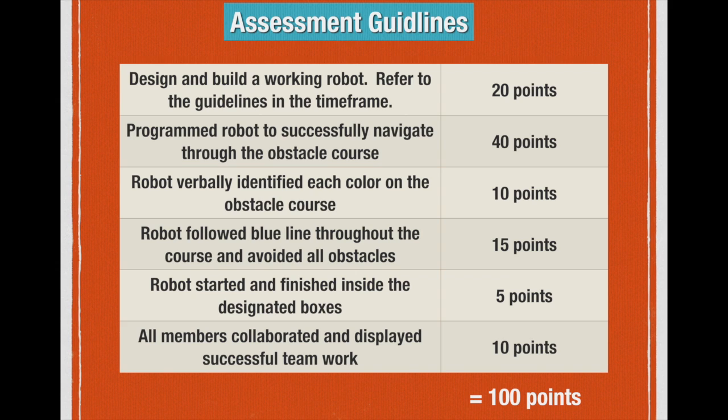If the robot can verbally identify each color in the obstacle course, it's worth 10 points. When the robot follows the blue line throughout the course and avoids all obstacles, another 15 points. The robot starting and finishing inside the designated boxes is worth 5 points. And all members collaborating together and displaying successful teamwork will get another 10 points. That totals 100 points. I hope you find this presentation helpful and that you enjoy the Obstacle Challenge.